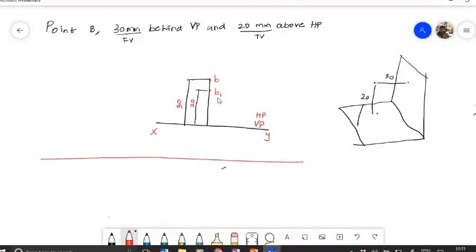Okay. We'll see one problem for the third quadrant. Point C, 25 mm below HP and 45 mm behind VP. So in which quadrant does this point lie?